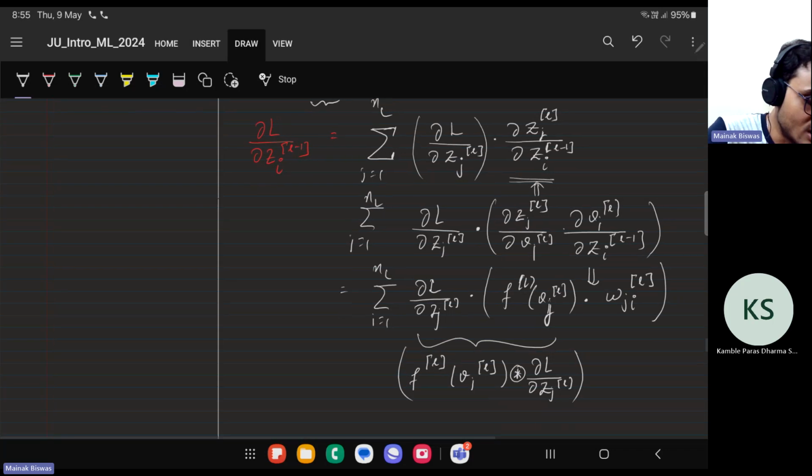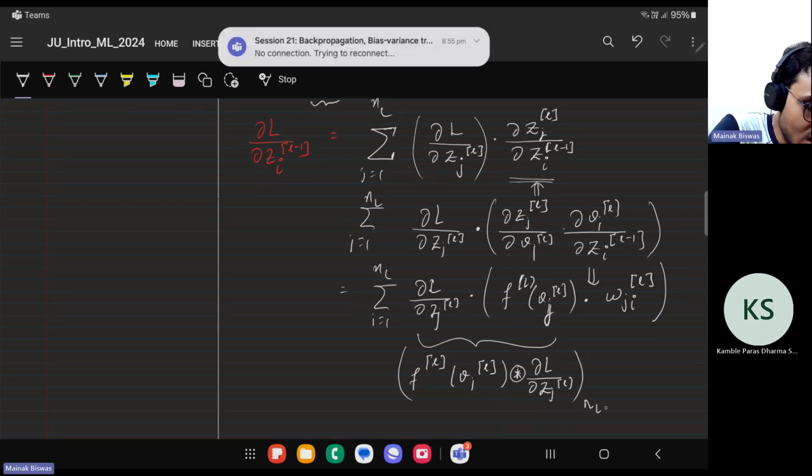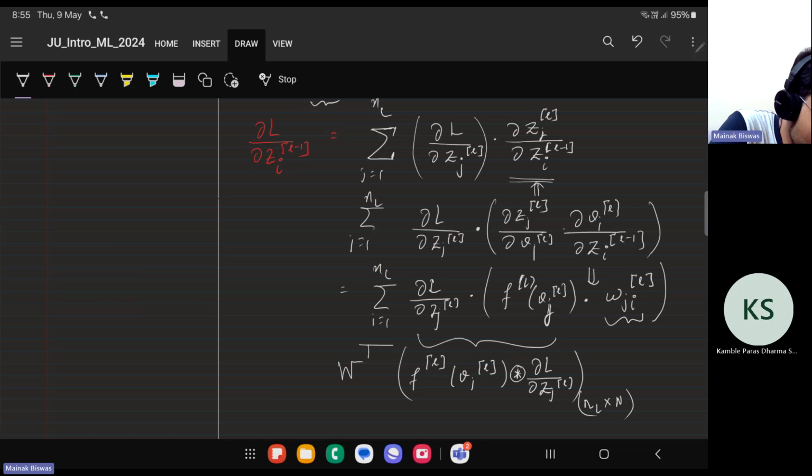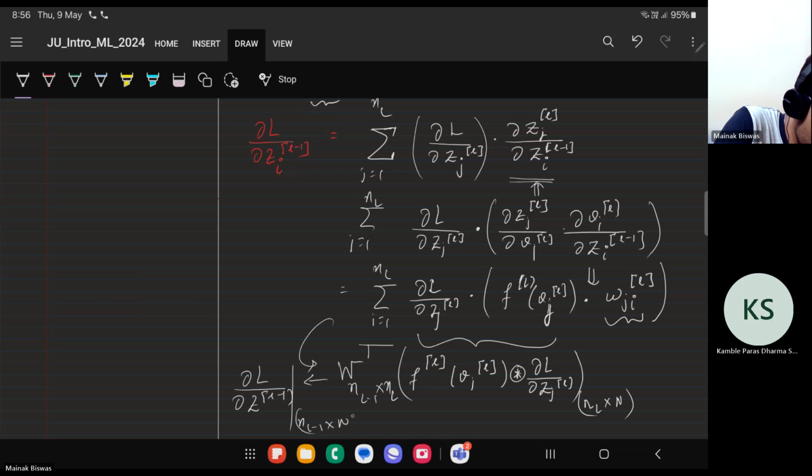So this is how many dimensional? This is N_L cross N dimensional. And you are going to take an addition over all the j's in the layer L. So that will give me W transpose. I'm just vectorizing this, N_(L-1) cross N_L. This is the idea. And this will give me the derivative dL/dZ of L minus 1, which has to be N_(L-1) cross N.